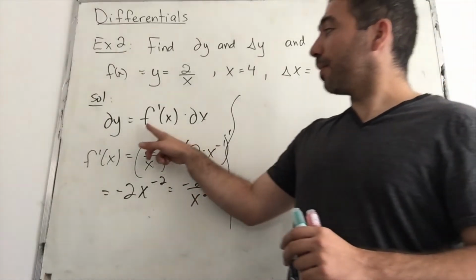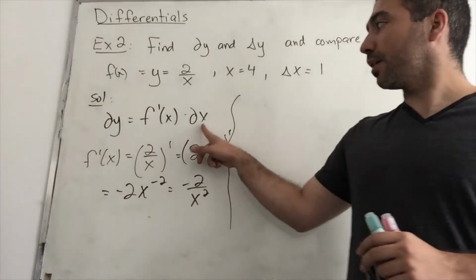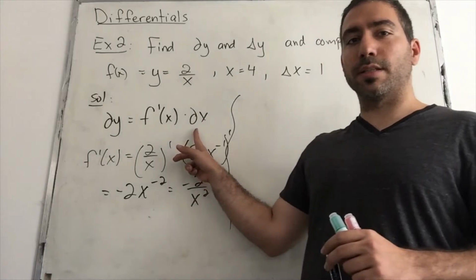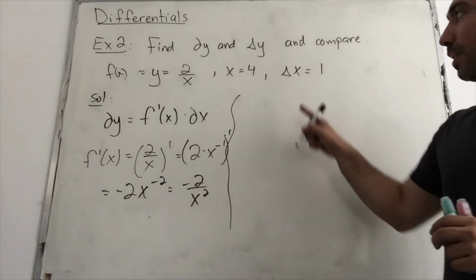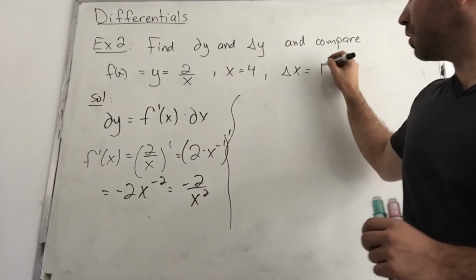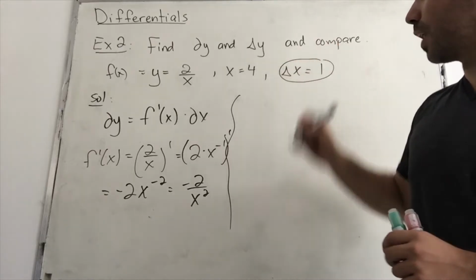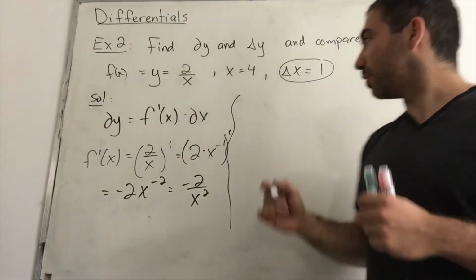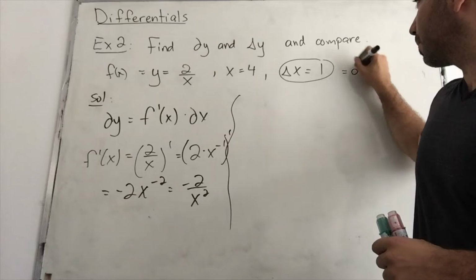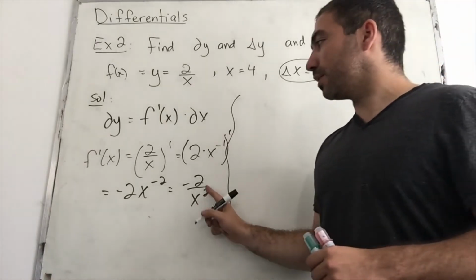Okay, but we're not done. We have f prime of x, which is this, times delta x. What's our delta x in this case? Well, they tell us the difference between the x is 1. And we know from our rules that delta x is equal to dx. So dx is equal to 1.